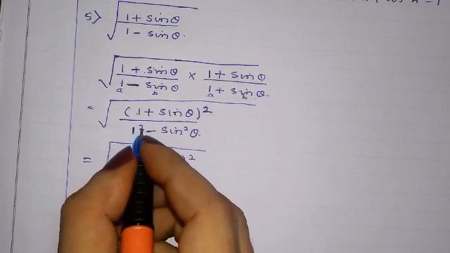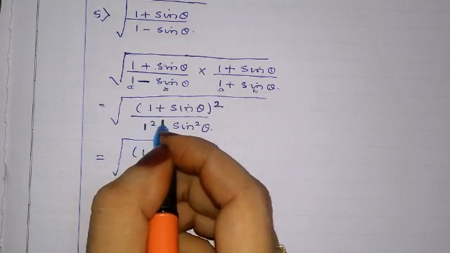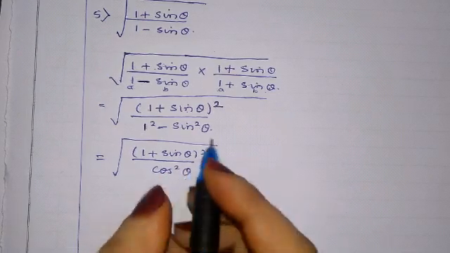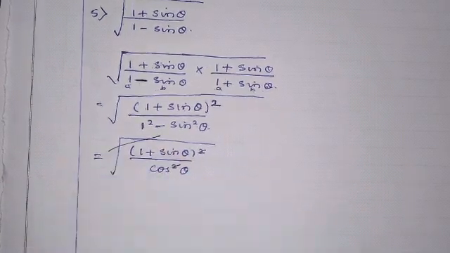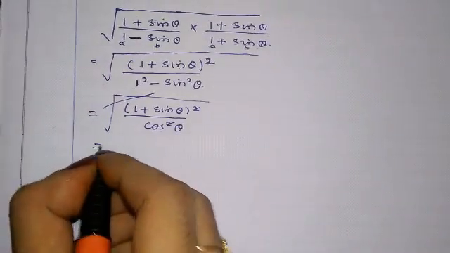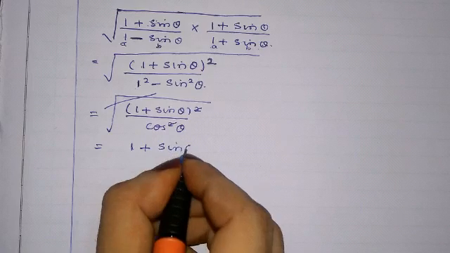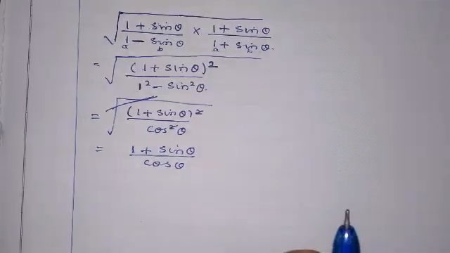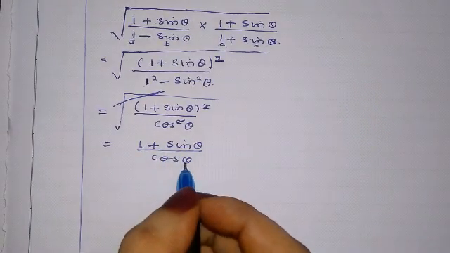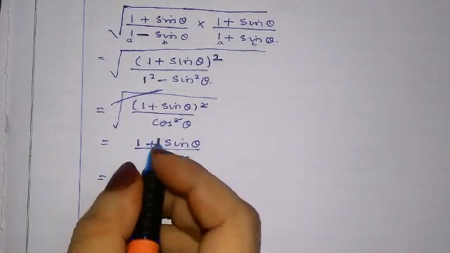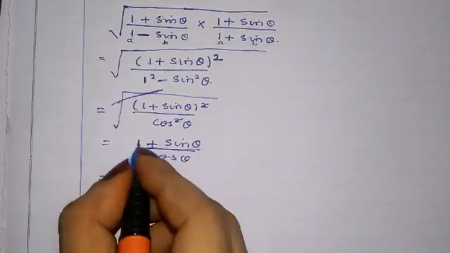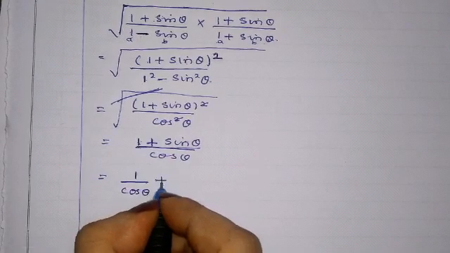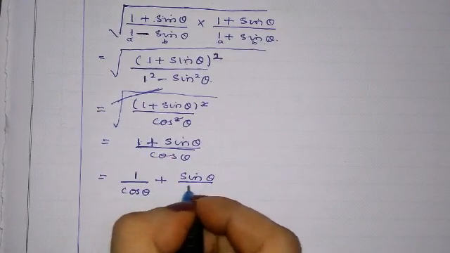We know the identity: 1 square is 1, and 1 minus sine square theta is cos square theta. Now this square and root get cancelled. So what is left with us now? 1 plus sine theta upon cos theta. So what will be now? 1 upon cos theta plus sine theta upon cos theta, since cos theta is the denominator of both.